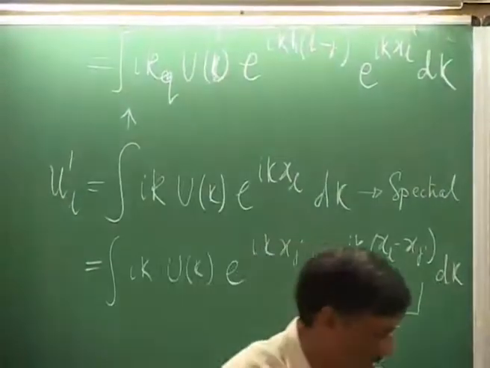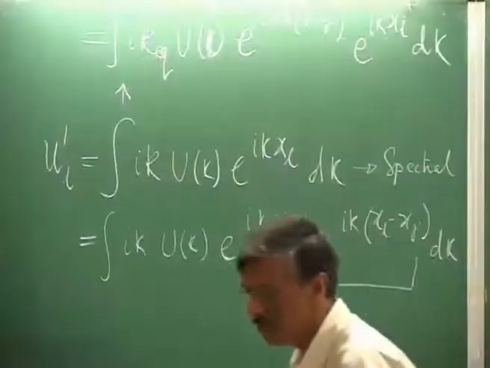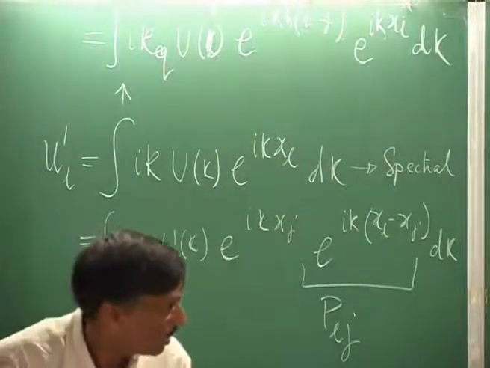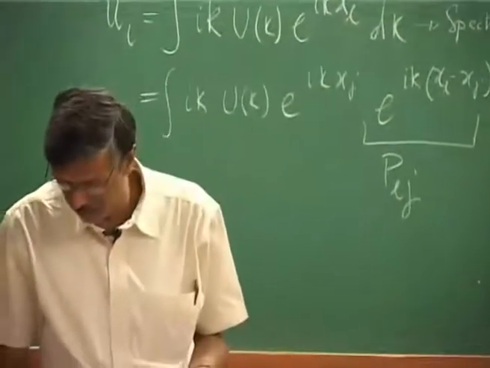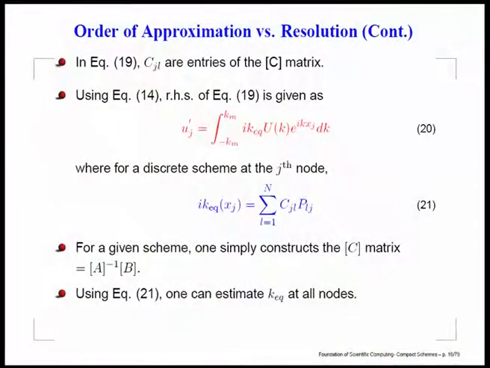So ik equivalent is nothing but your CJL into PLJ, and that you have to sum over all the nodes L running from 1 to n. So that is what I said, that you could write your ik equivalent at the jth node in terms of the jth row of the C matrix multiplying by that projection operator PLJ. Okay. So this is the story, that you can now calculate k equivalent.